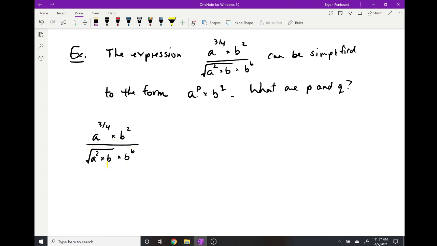What it's going to come down to is looking at this root, and personally, I really dislike working with roots, so I typically favor removing the roots and replacing them with fractional powers. So I'm going to take this square root that we have, which is a squared times b, and rewrite it to the power 1/2. We saw up above that we can think about the square root as a power of 1/2. So that's going to change our denominator to look something like this.